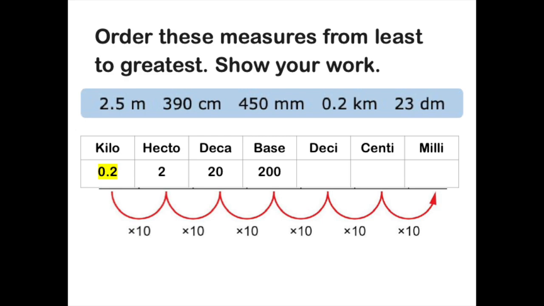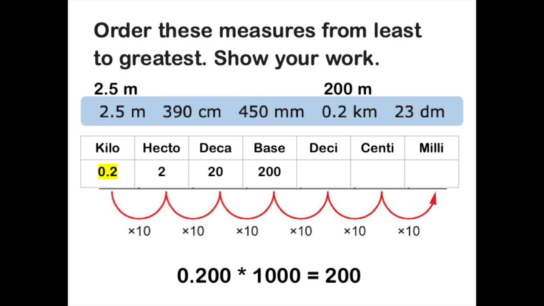I'm starting by converting 0.2 kilometers to meters. In order to do this, I multiply by 1,000. If you want, you can use a calculator or you can use mental math. So in order to multiply by 1,000, I'm going to move that decimal point 3 spaces to the right. Therefore, 0.2 times 1,000 equals 200. To keep track of my converted units, I write them above their original unit.